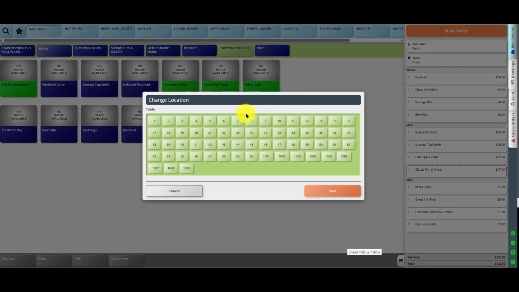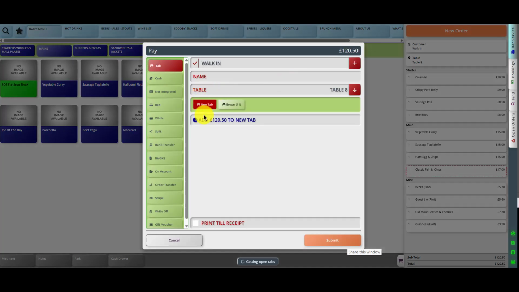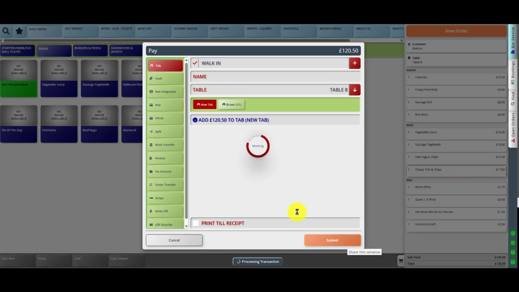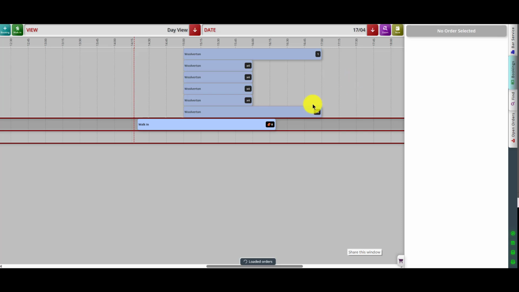So that's the whole lunch order. I'll put them on a table and then run a tab. Okay, now one of them has to leave early. We'll go see that table.